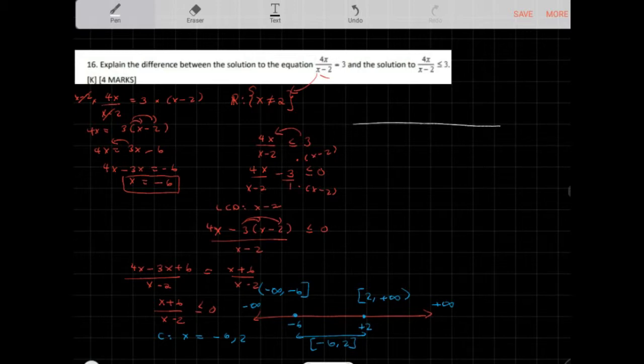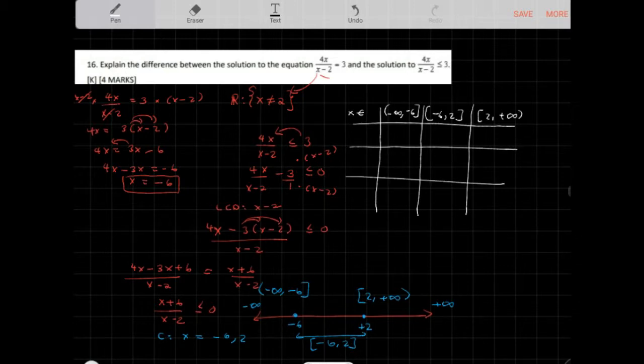If I create an interval table here, let's just make some space. I'm going to put my intervals on the top row. X belongs to these intervals: negative infinity to negative 6, negative 6 to 2, and 2 to positive infinity. And then I'm going to put my factors here. So this is x plus 6 as my numerator, 1 over x minus 2 as my denominator, and let's call this our function f of x, so it'll be easier. So it's basically this factor times this factor.